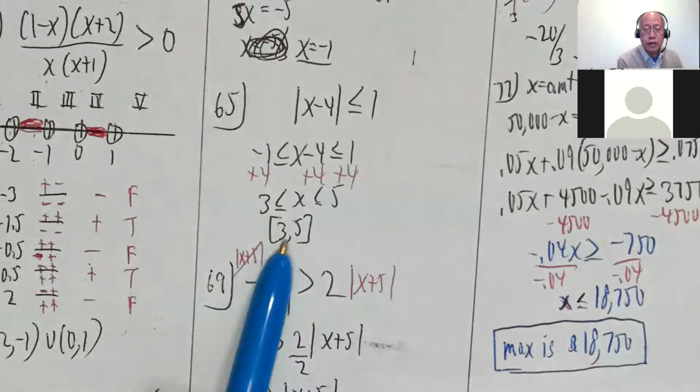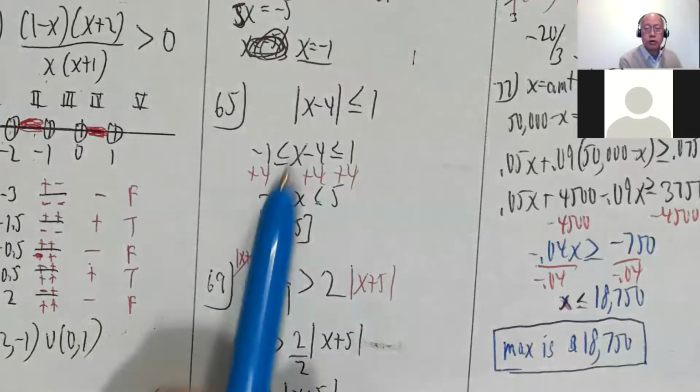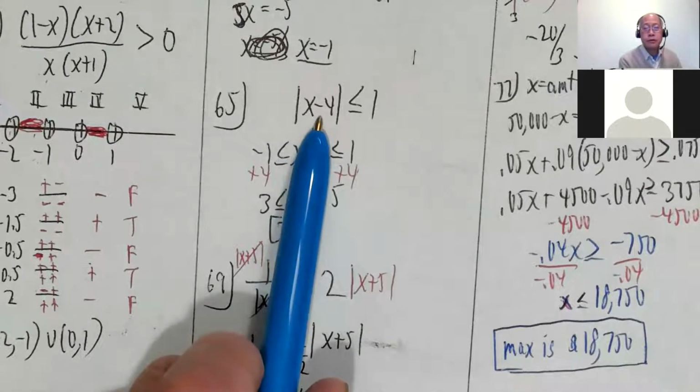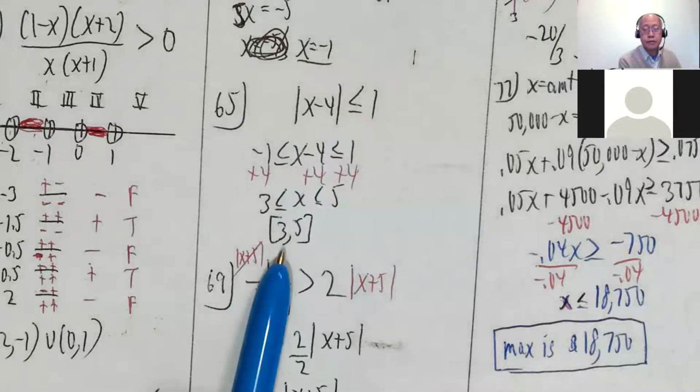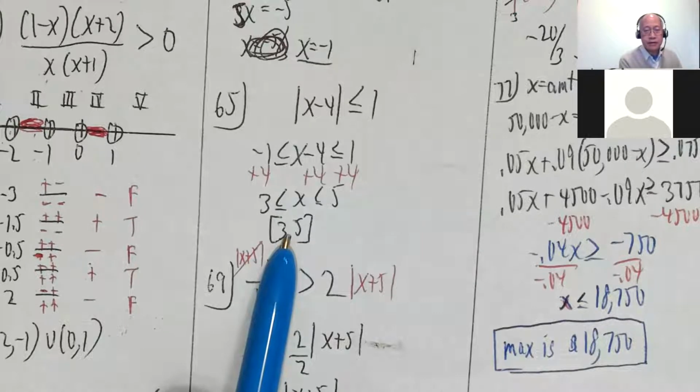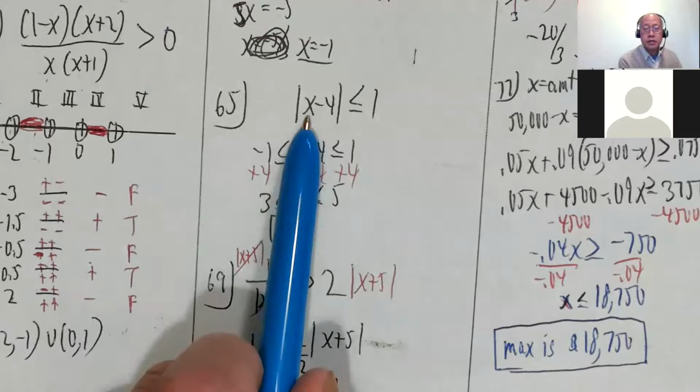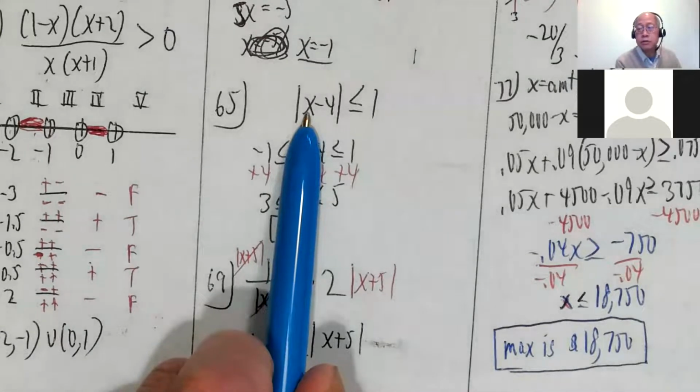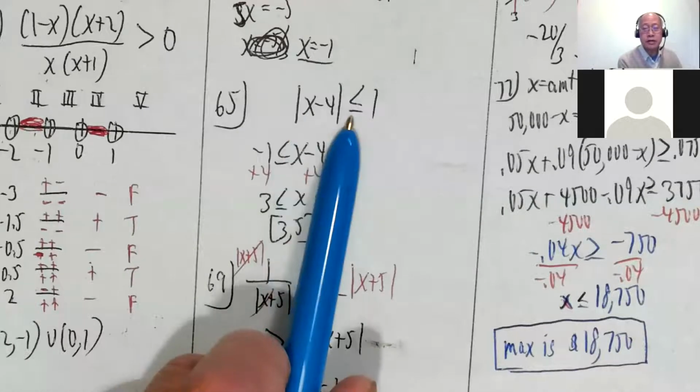Okay, and that means stuff in between, like 4. 4 should work. 4 minus 4, 0. Absolute value of 0 is 0, less than or equal to 1, true. And how about, I don't know, 4.9, right? 4.9 should work. Let's see, 4.9 minus 4, 0.9. Absolute value of 0.9, less than or equal to 1, true.